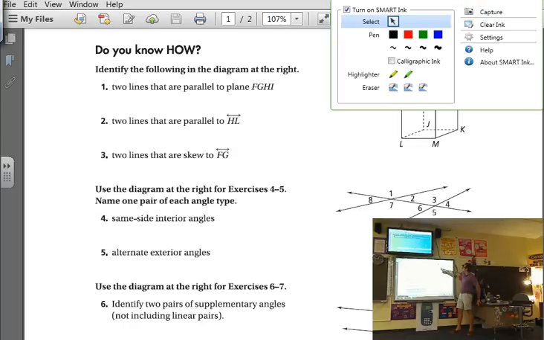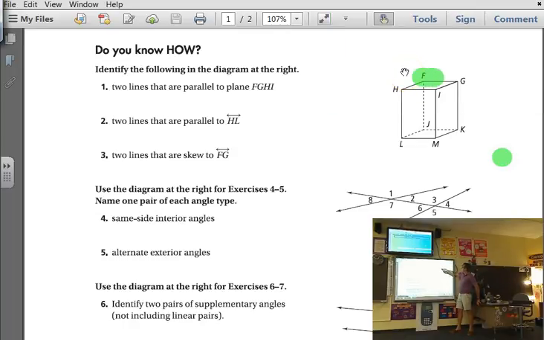So FG is in the plane of the top of the prism. So lines that are skew to it need to be in a different plane. So if you chose HI, that is actually parallel to FG, and they're in the same plane.